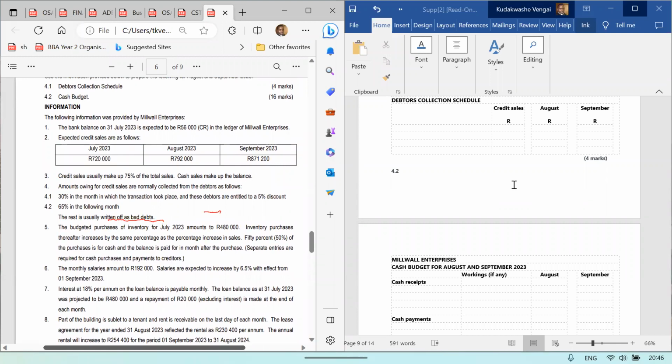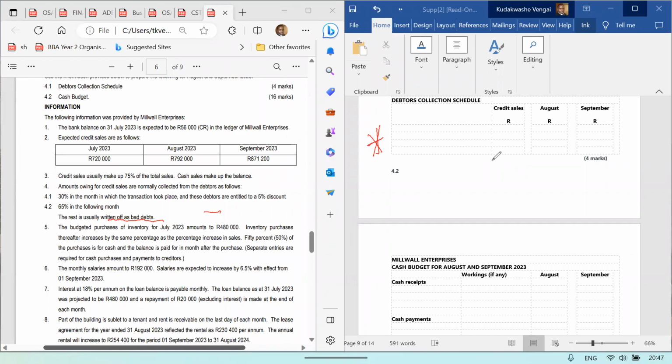All right. So the first thing that we need to prepare is the data collection schedule. And then it says here, you're given some details. When you're preparing your data collection schedule, the first thing you need to look at is which months have you been provided with for sales. We've been provided sales for July, August, and September. This is what you are expected to fill on this part of your template, the months.